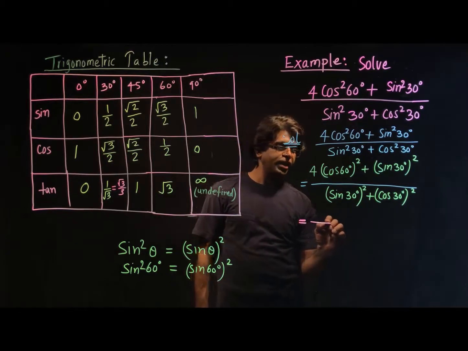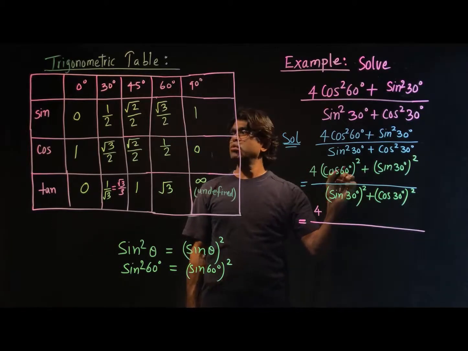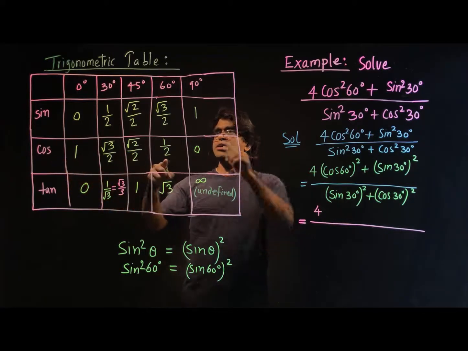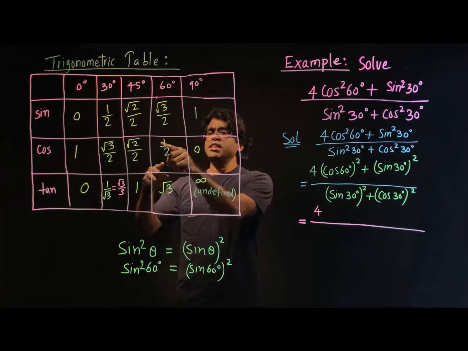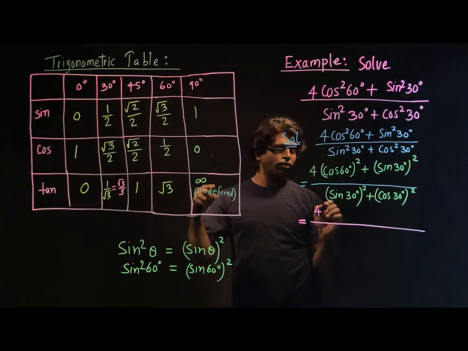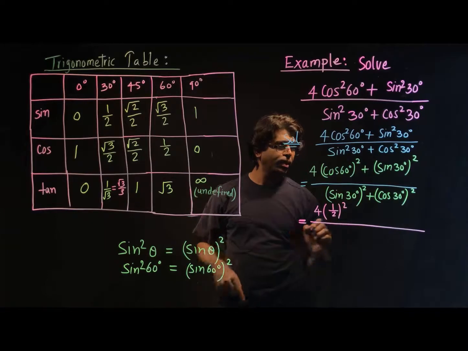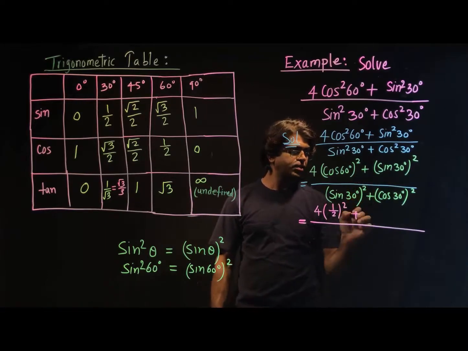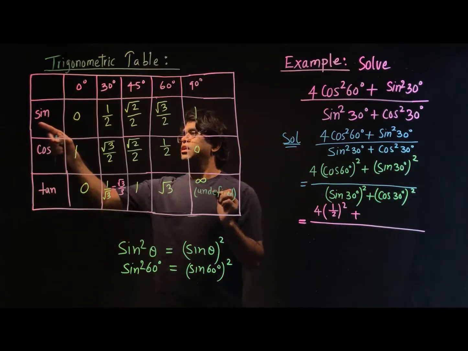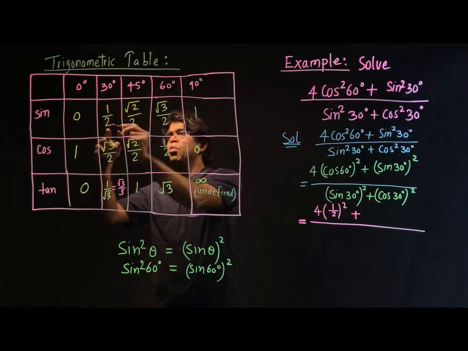So my first value is 4 and then cosine 60 degrees. I'm going to look for cosine 60 degrees. As you can see, my cosine is right here and 60 degrees right here, and they meet at this point, so my value is 1 over 2. So I will write 4 inside the bracket 1 over 2 whole square, plus sine 30 degrees. I look for sine 30: this is sine and this is 30, so sine 30 is 1 over 2.